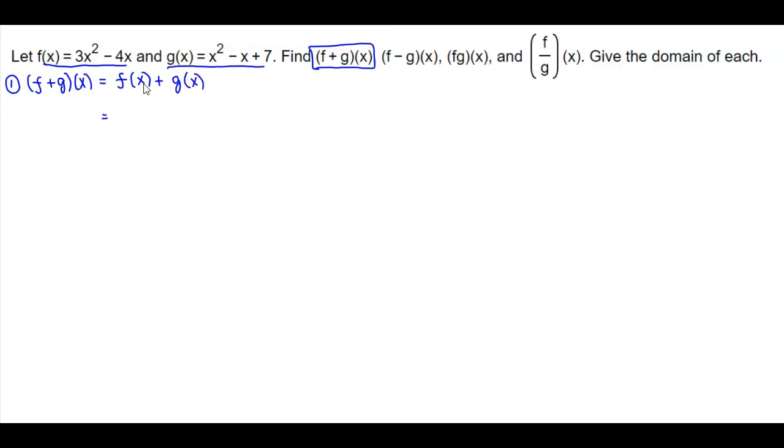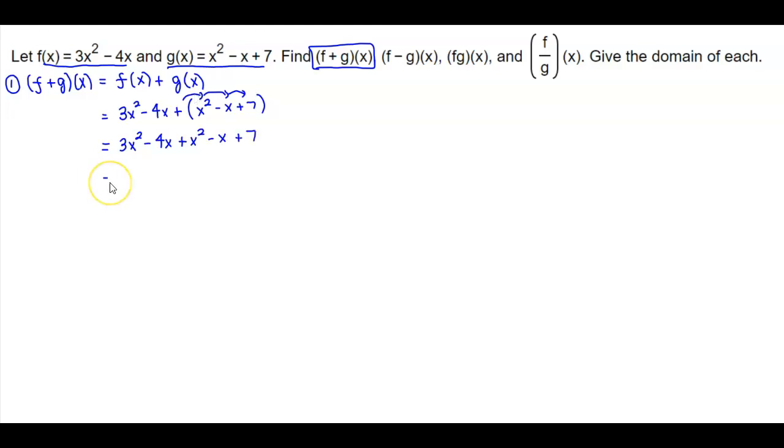So we're going to put in 3x squared minus 4x, and then plus, we're going to put parentheses around that second function, which is x squared minus x plus 7. The reason we put parentheses around it is because there's a plus sign that we would need to distribute. When we distribute that positive sign, it's not going to change the outcome of the sign, but it's important when you have to subtract. So this is going to be plus x squared minus x and then plus 7.